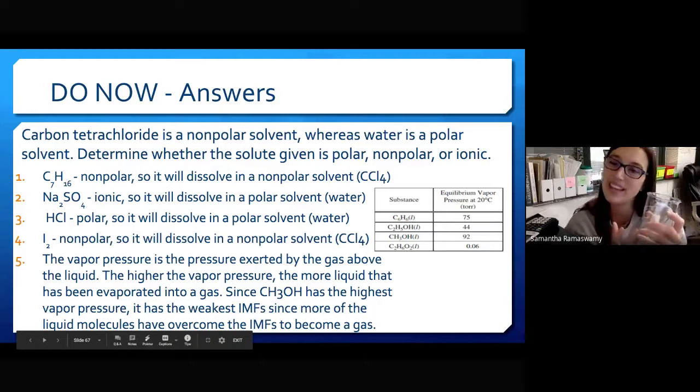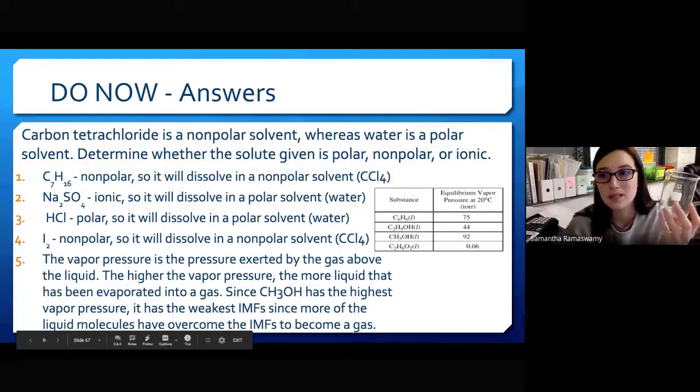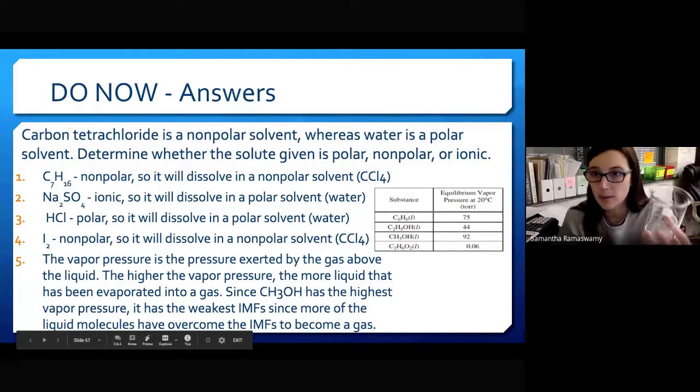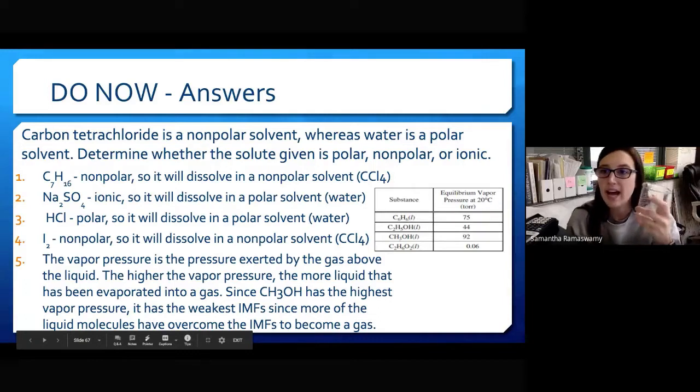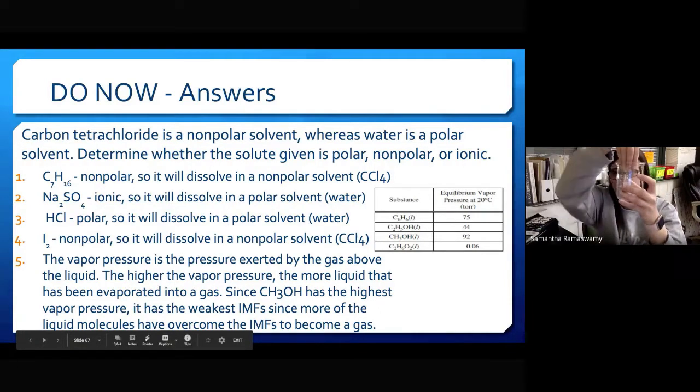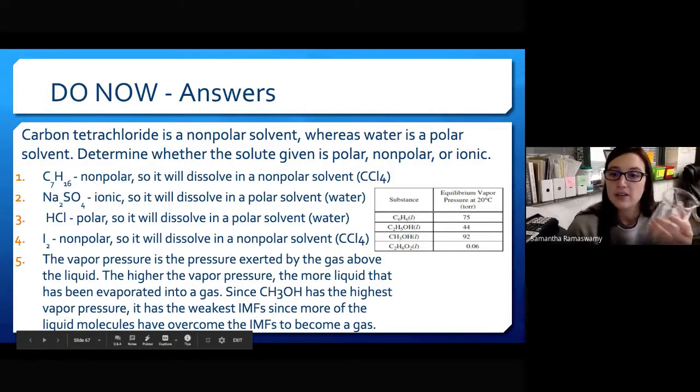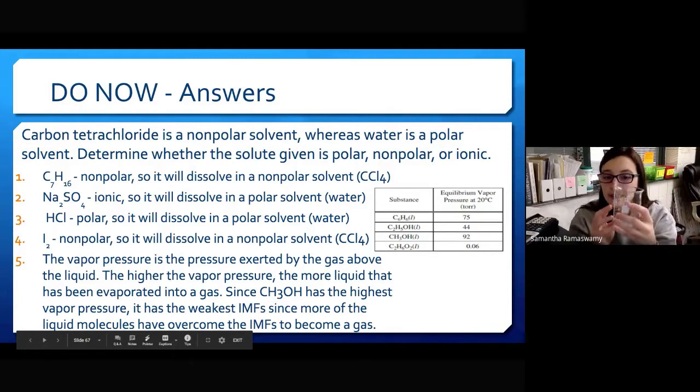So if we want weakest IMFs, that means that the IMFs are easy to overcome. So the liquid molecules, it's easy for them to become a gas. So we should be looking for the substance that has the highest vapor pressure. And so again, just reading through the answer, the vapor pressure is the pressure that's exerted by the gas that exists up here above the liquid. The higher the vapor pressure, the more liquid has been converted to gas.